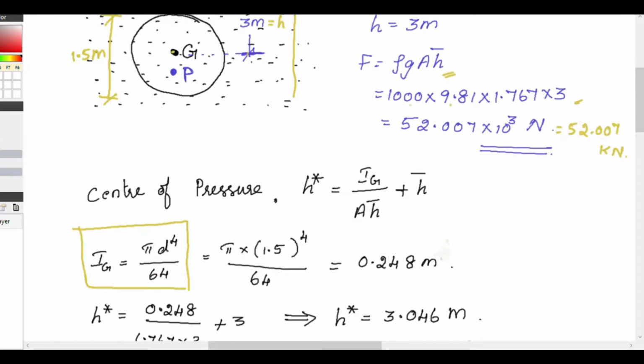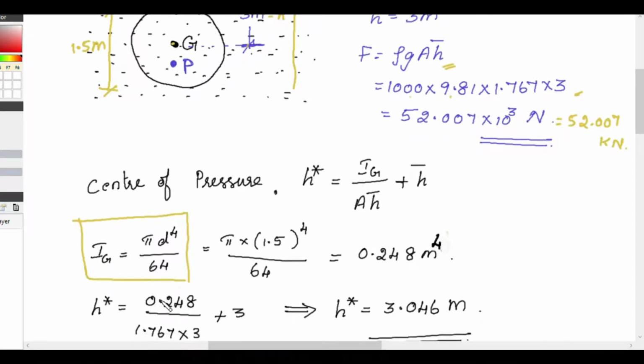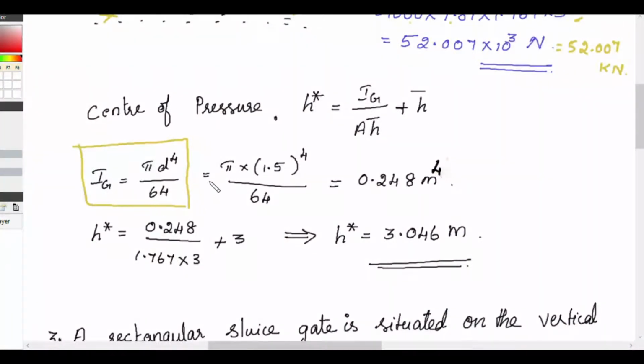0.248 meter to the power of 4. So H star is equal to, substituting in the formula, Ig the value is 0.248 divided by area 1.767 multiplied by 3. H bar is 3 plus 3. So we get H star is equal to 3.046 meter.